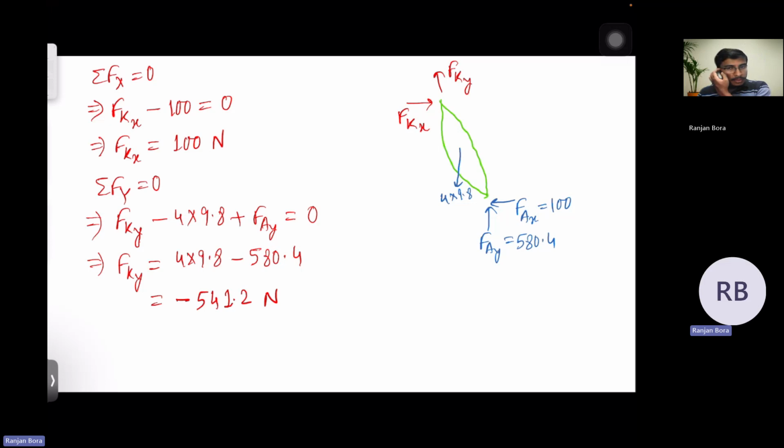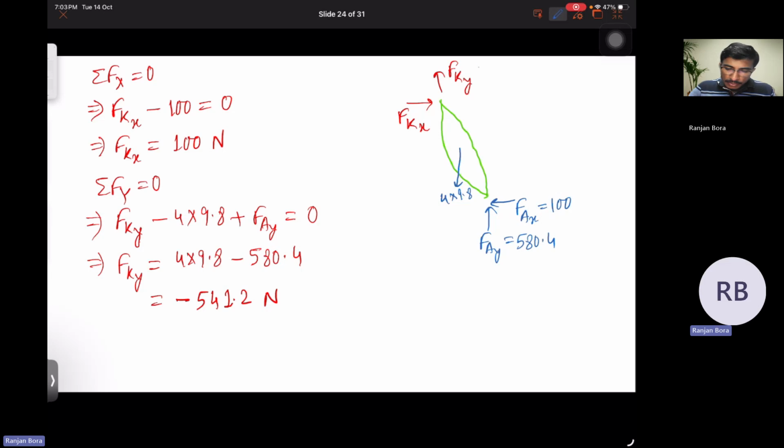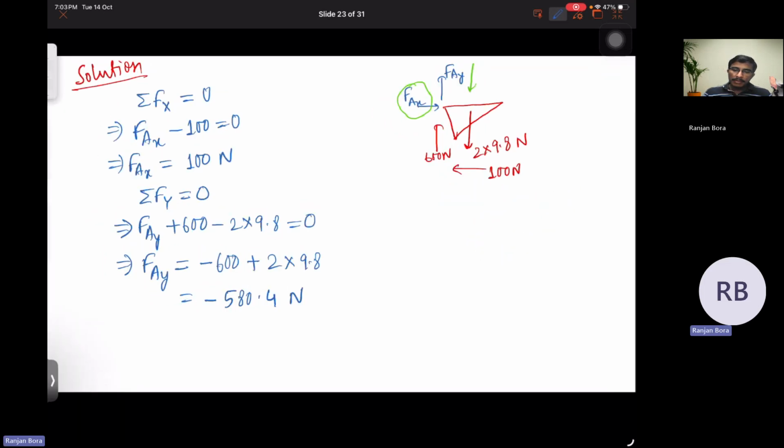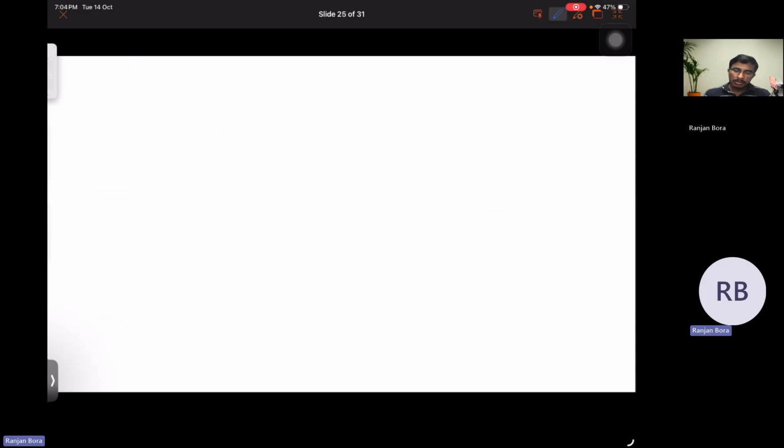So we have found the joint reaction forces at the knee joint. Again, Fkx is positive, that means this direction is correct. But for Fky, the direction would be opposite. It will be in the downward direction. So now, in the question, it is asking for the force at the hip joint. So now we'll draw the free body diagram for the thigh.